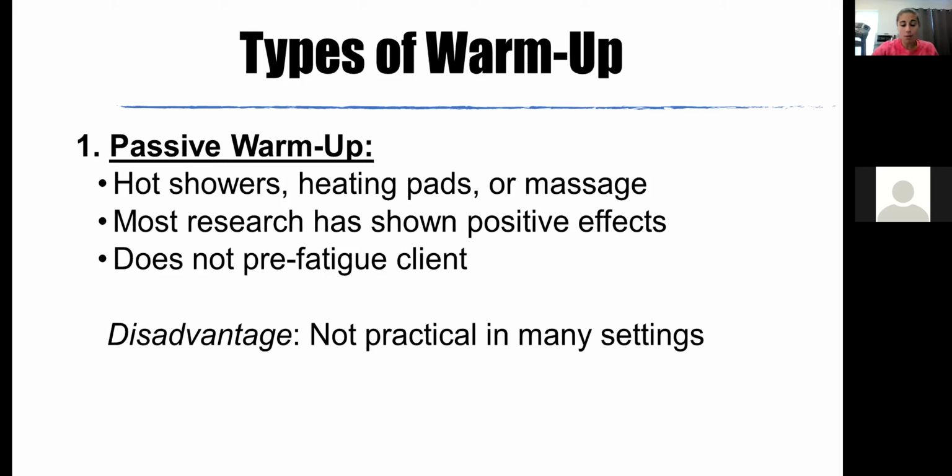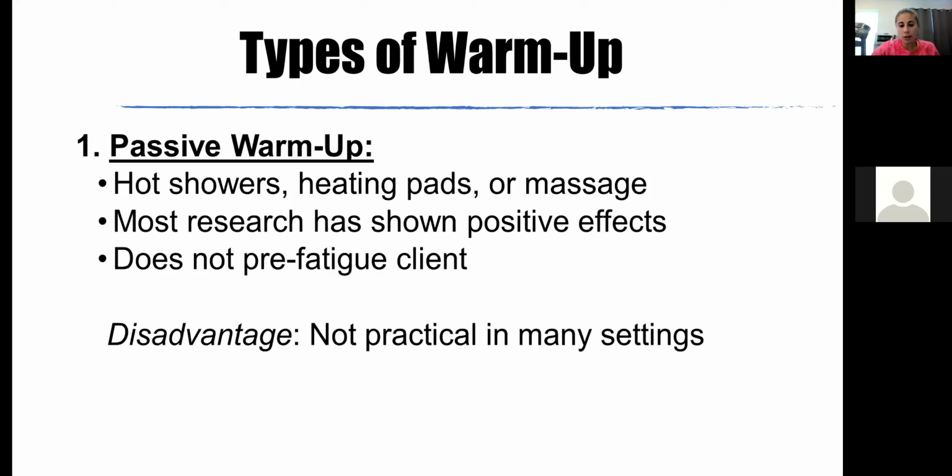Now, yes, that can prime you for what you're going to do, but this is probably not the only thing you should be doing. A benefit is that because you're not really moving much, you're not going to pre-fatigue yourself, but you also do need to prime your nervous system and get yourself ready. Not really practical. You're not just going to go to the gym and sit with heating pads on your legs getting ready to go squat, right? You're probably going to be doing some dynamic stretches and getting yourself ready.